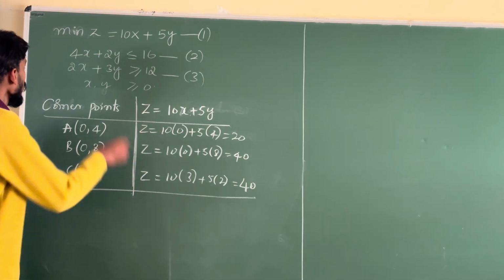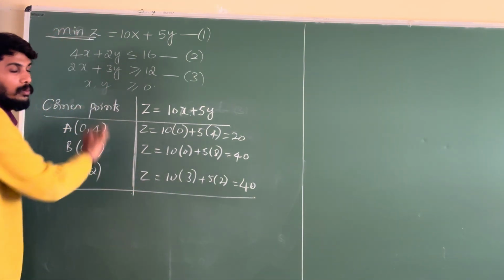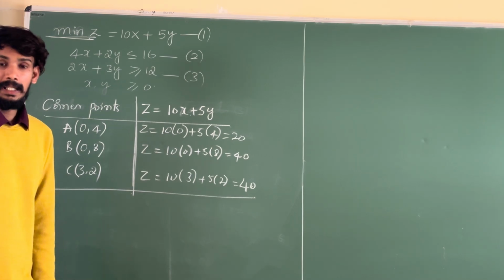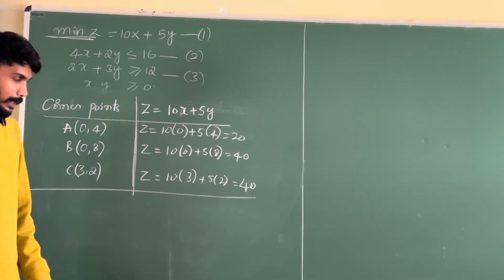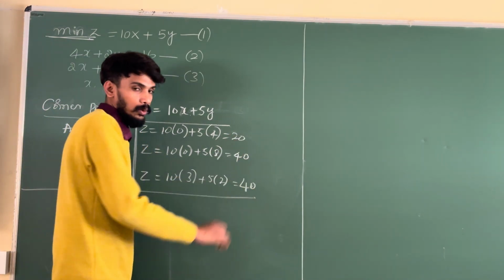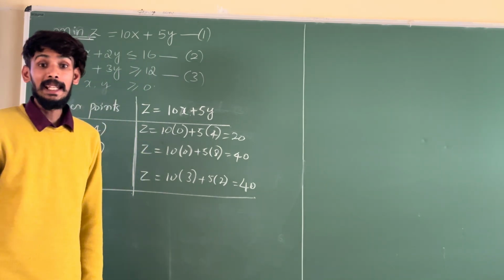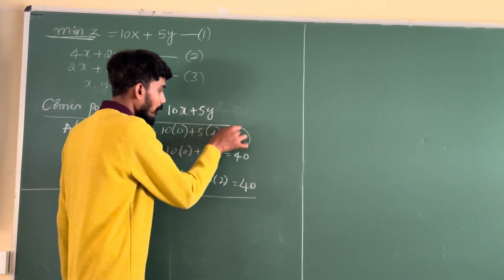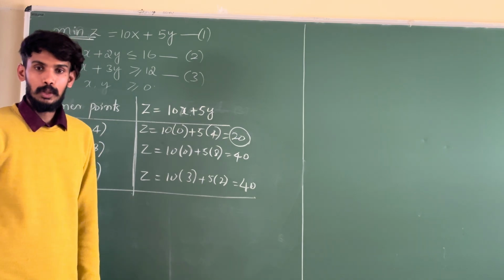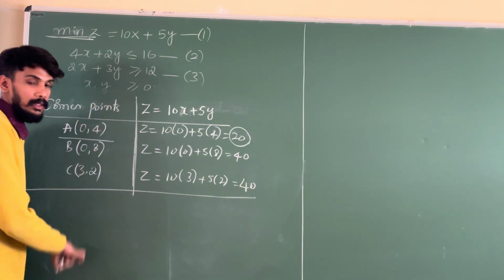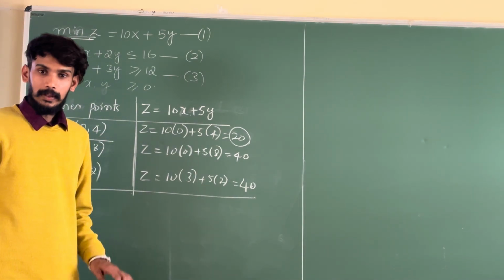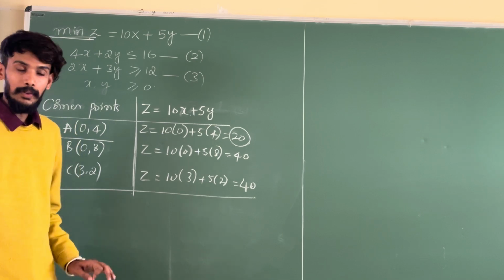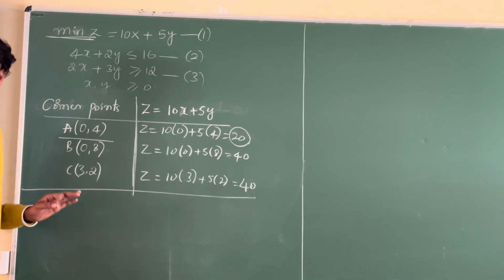Now, what is the objective of the function? This is a minimization problem. So that means of these three values, we have to choose the minimum. So here the minimum value we are getting is 20 for the corner point 0, 4. So that is the solution for the given LPP.